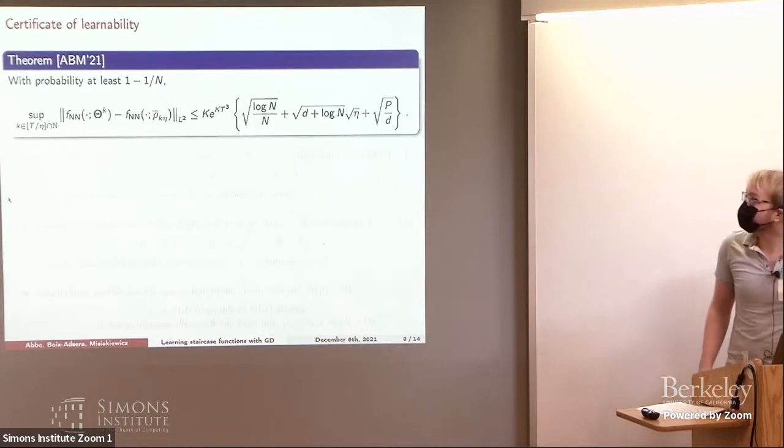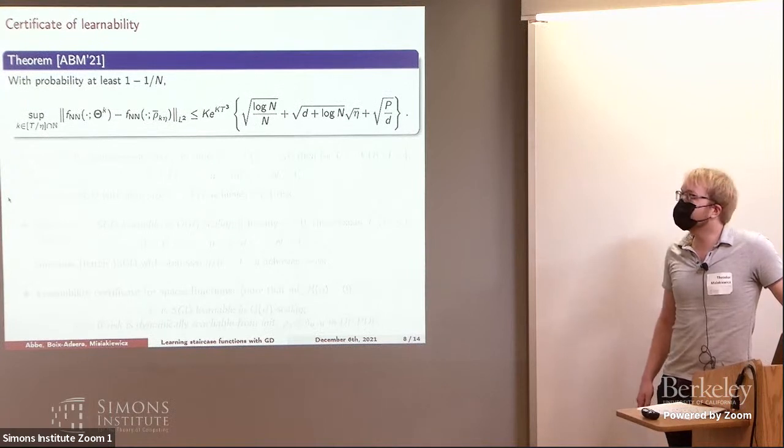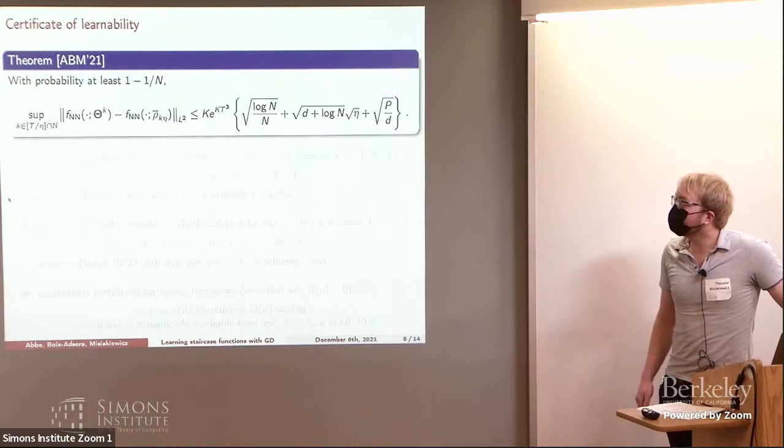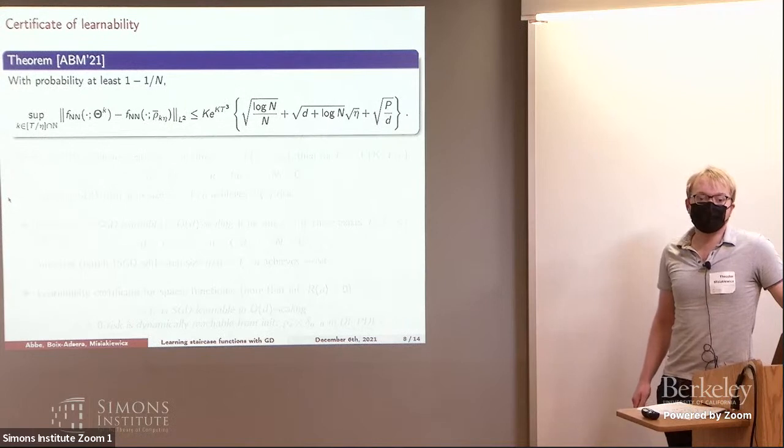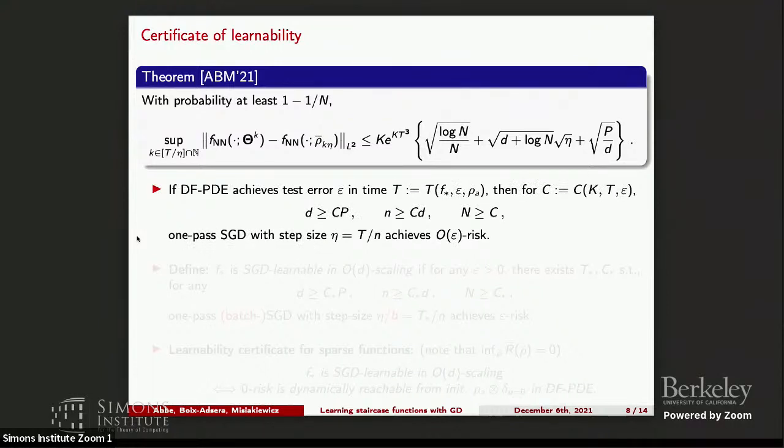So we get this bound, and when we combine the two previous bounds, we get this error when we approximate the SGD trained neural networks by the neural networks obtained by the dimension free dynamics. I just mention again, K is independent of D and P. In particular, if this DFPD achieves test error epsilon in time t, because it only depends on f star, epsilon and rho a, then there exists a c that only depends on k, t, and epsilon, so that for any d bigger than cp, number of samples bigger than cd, and number of neurons n bigger than c, one pass SGD with step size eta equal t over n achieves a risk of order epsilon.